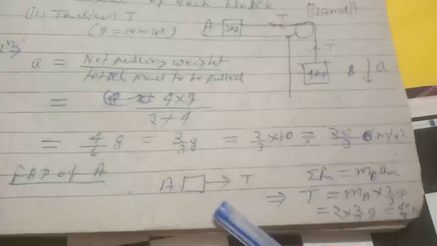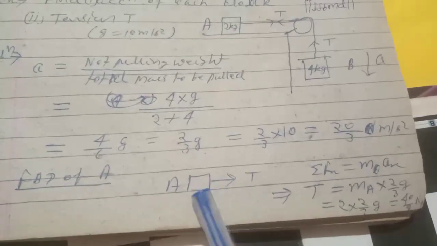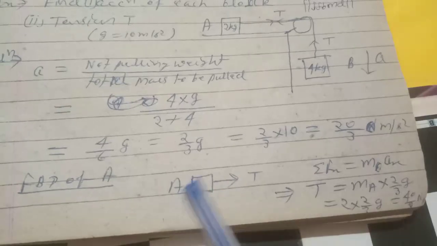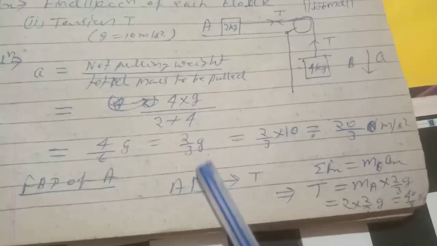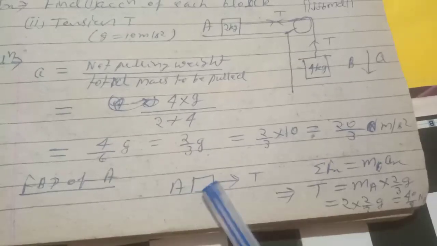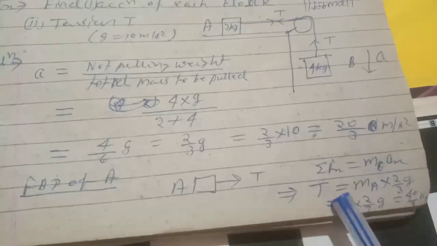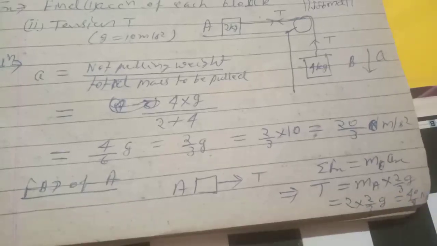Now the FBD of A. In the horizontal direction only one force is acting, that is tension, and there is no need to draw the diagram of the vertical direction because the body is not moving in the vertical direction. So using sigma Fx equal to m into a, T equals m into acceleration. Putting the values, we get 40 by 3 Newton.